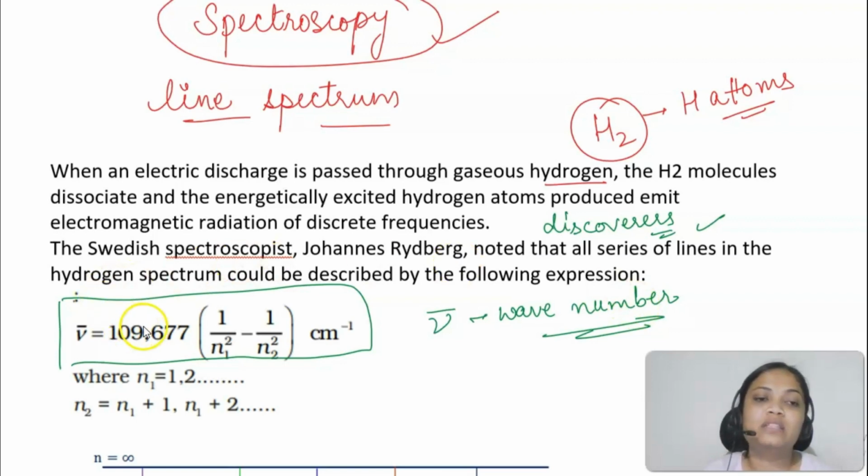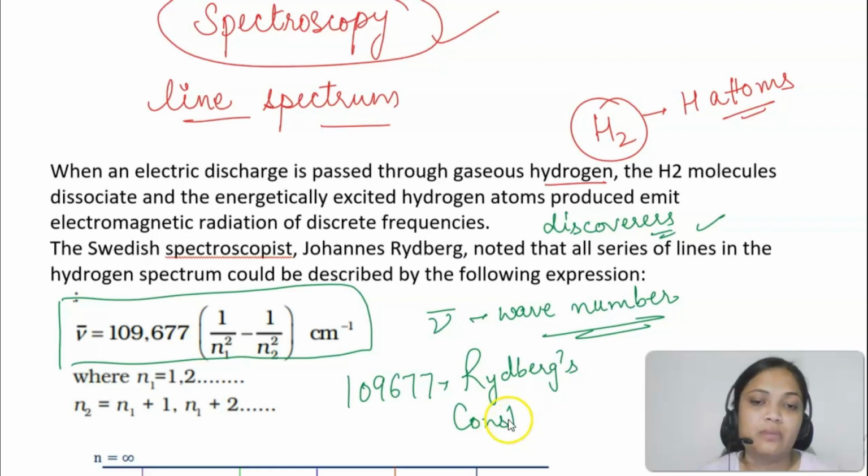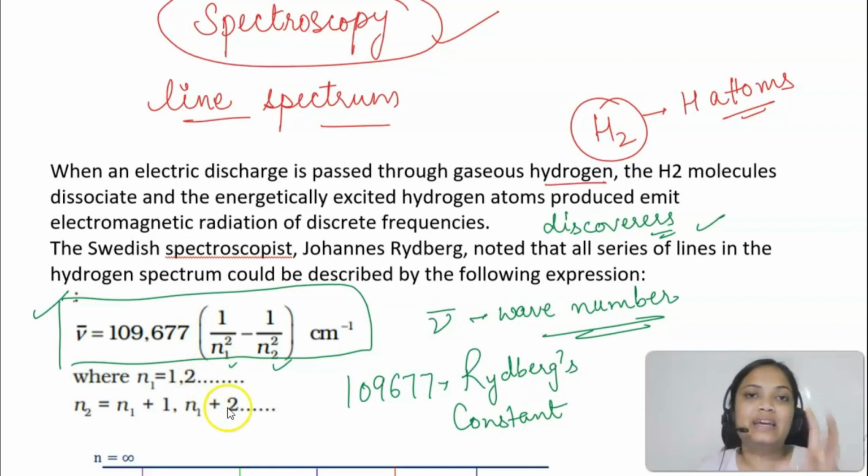Okay. So 109677. Now what is this quantity? It is known as the Rydberg's constant. So you have to remember this number and you have to remember this formula also. So here 1 upon n1 square minus 1 upon n2 square. Okay. So now where n1 means the first energy level and n2 is the higher one, the excited one.